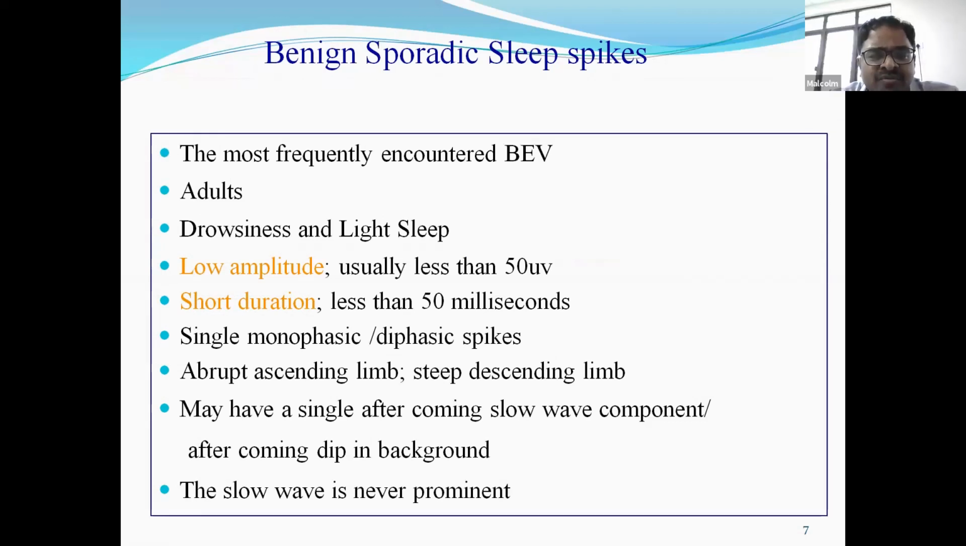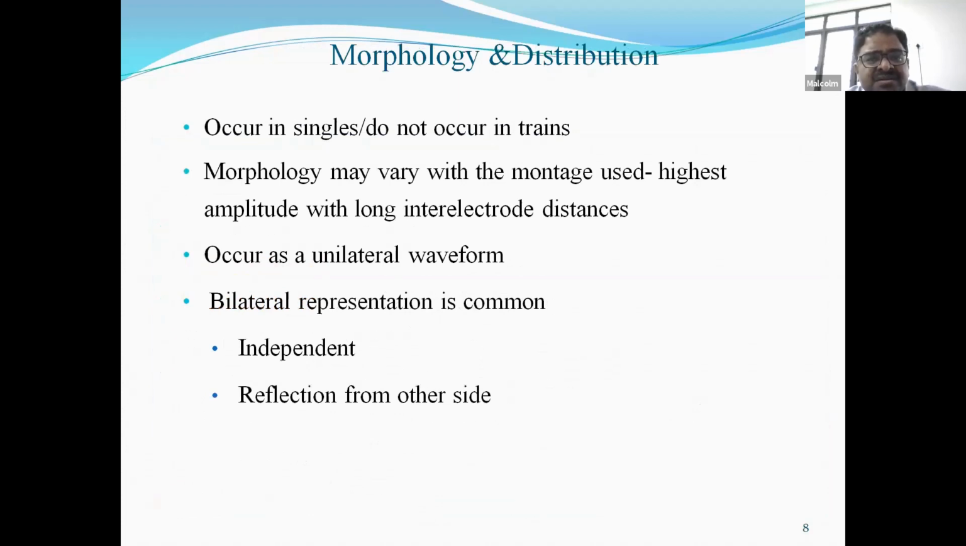It is seen as single monophasic or diphasic spikes. It has an abrupt ascending limb and a steep descending limb. It may have a single aftercoming slow wave component or an aftercoming dip in the background, and the slow wave is never prominent. It occurs in singles. It never occurs in trains. The morphology may vary with the montage used. The highest amplitude is seen with the long interelectrode distances. It occurs as a unilateral waveform. Bilateral representation is common, but commonly independent, or may be seen as a reflection from the other side.